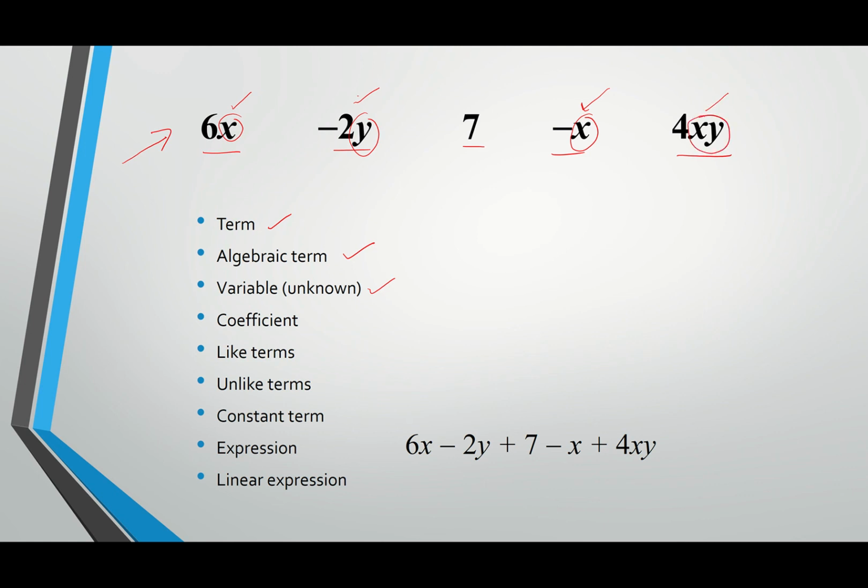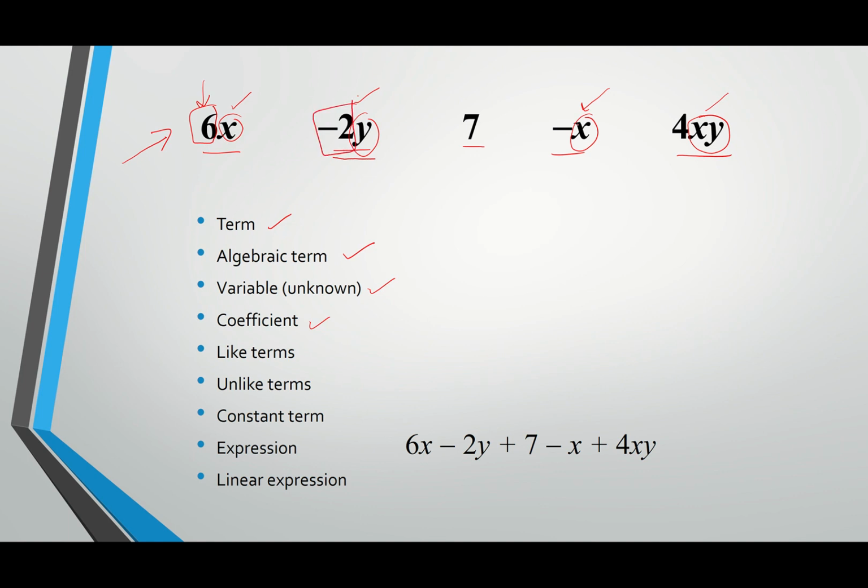So what is a coefficient? A coefficient is actually the number in front of the variable. For example, for this term, the coefficient is 6. What about the second term? The coefficient of this term is negative 2.